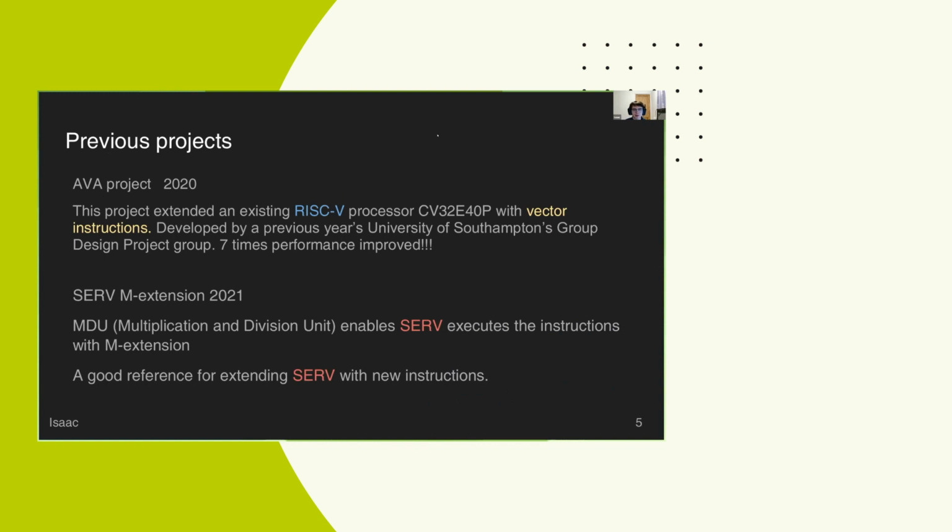So yeah, there's a couple of projects that are relevant. Firstly, in 2020, another 4th year project from the University of Southampton carried out a similar project where they developed a vector accelerator for an open hardware group processor, the CV32E40P. They achieved a 7 times performance increase in a machine learning benchmark using their vector accelerator. So a lot of this project was similar to their work, but for a different architecture. So it was very relevant to us.